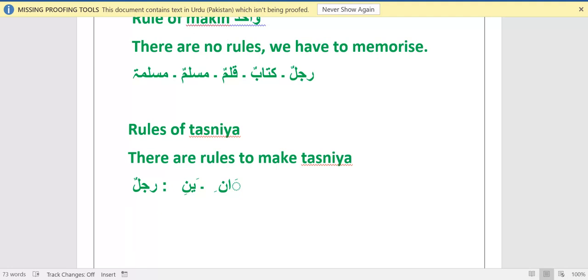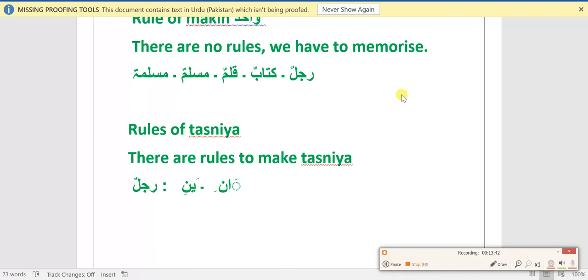It's not possible. If there is a jama word and someone tells you to convert this into tasniya, then you must know the wahid format of that word, because tasniya is only created from wahid. So for making the tasniya, one should know the wahid of that word. So now rajulun is a wahid word. How do I know this?